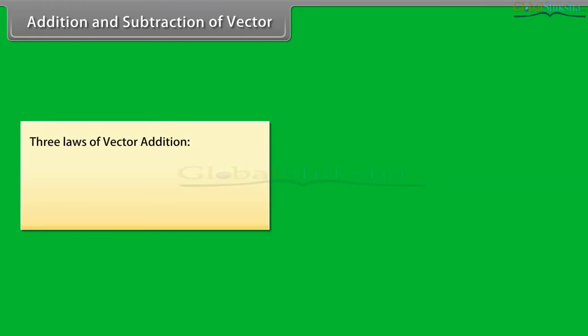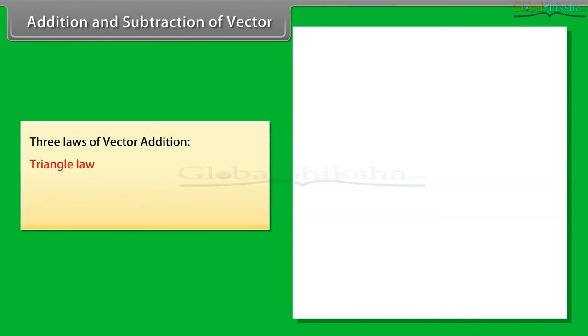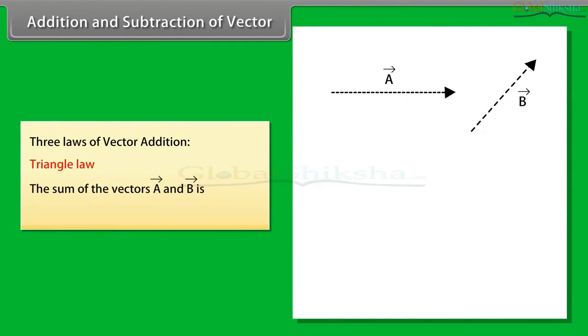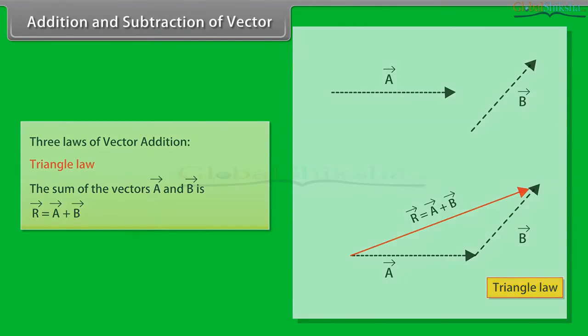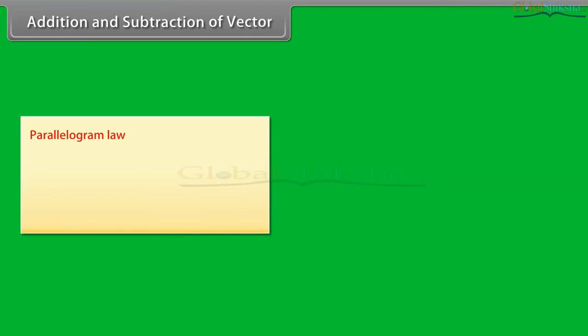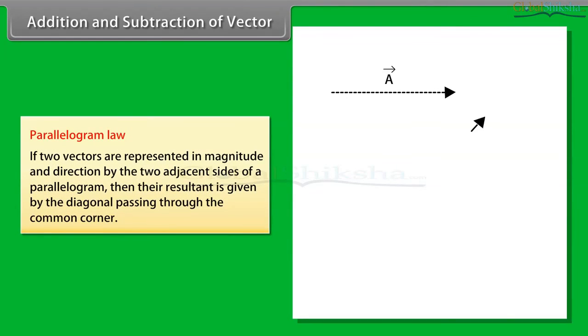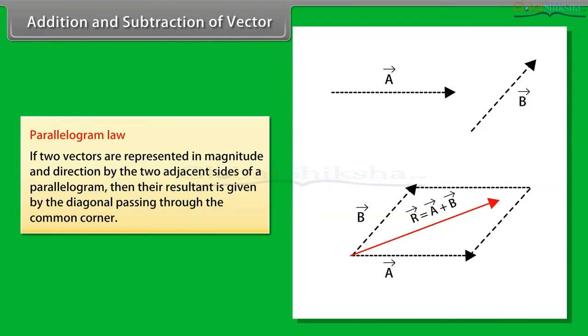Addition and subtraction of vectors. Vector addition is done with the help of 3 laws. A. Triangle law. The sum of the vector A and vector B is R vector, equal to A vector plus B vector. B. Parallelogram law. If 2 vectors are represented in magnitude and direction by 2 adjacent sides of a parallelogram, then their resultant is given by the diagonal passing through the common corner.